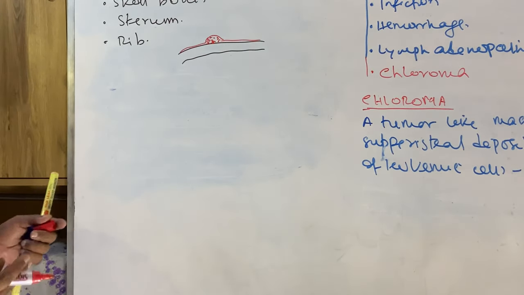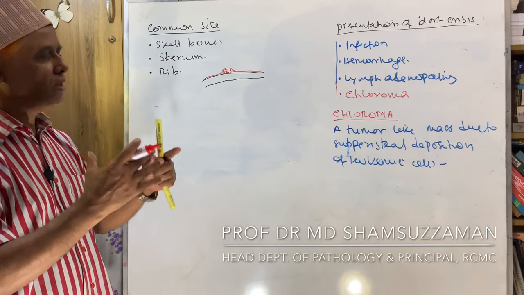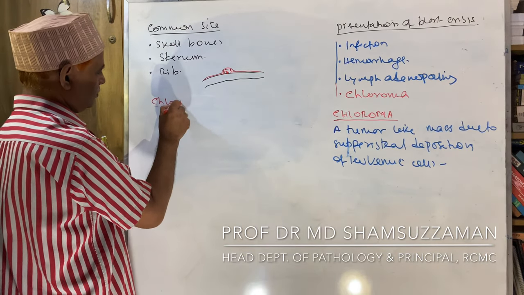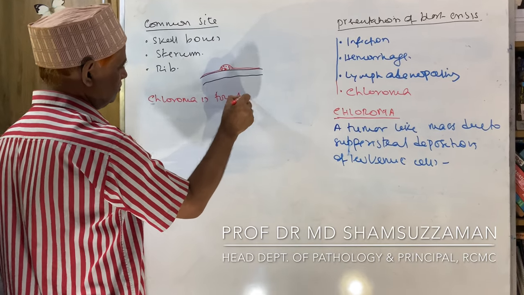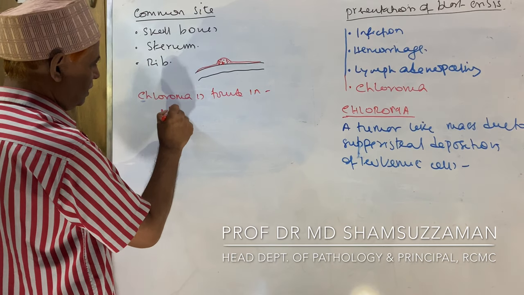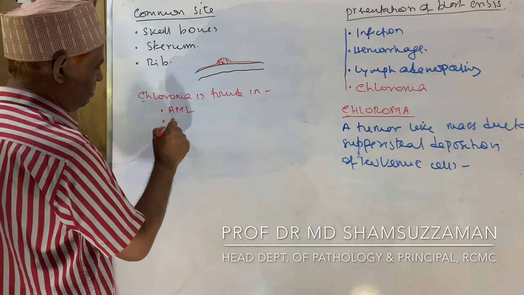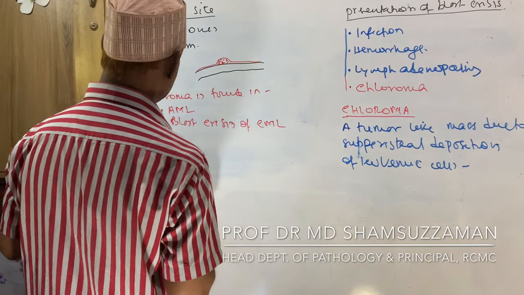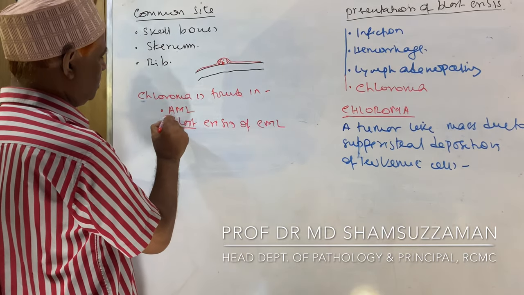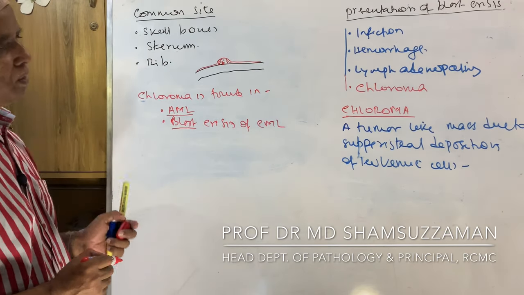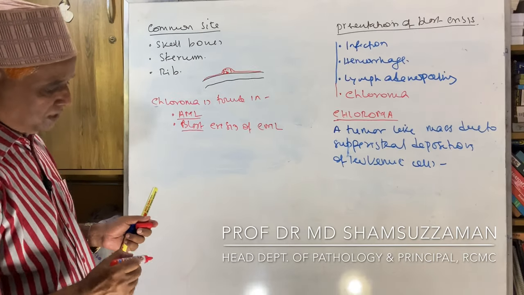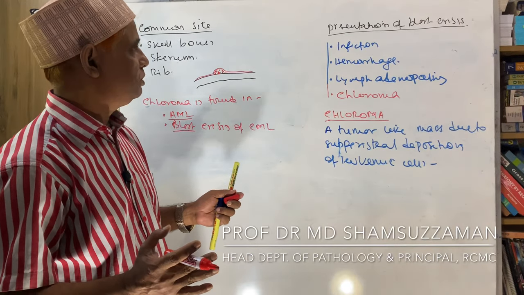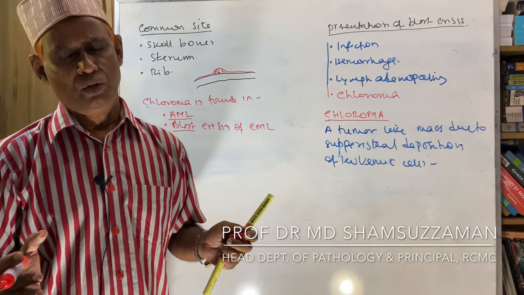This is chloroma. Where is chloroma found? In what conditions can we get chloroma? Chloroma is found in, number one, acute myeloid leukemia, and in blast crisis of CML. So if there is blast crisis of CML or anybody suffers from acute myeloid leukemia, we can get chloroma. So this is all about chloroma, chronic granulocytic leukemia, that is chronic myeloid leukemia, and blastic transformation or blast crisis of chronic myeloid leukemia.